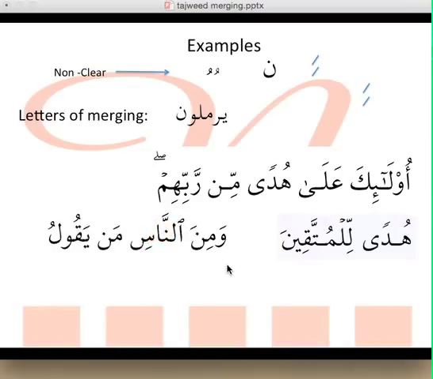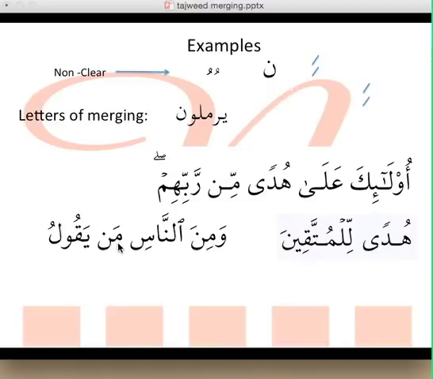Another example, ومن الناس من يقول. In ومن الناس, here there is noon shadda. Always when you see noon shadda or meem shadda, you have to apply the ghunna, because ghunna is part of the characteristic of the noon and the meem. Now, الناس من, there is an empty noon, and after the noon there is ya. Ya is part of yarmilun, so here we have to apply the merging, the idgham.